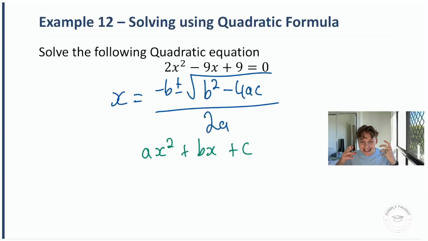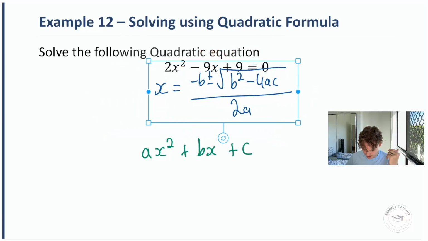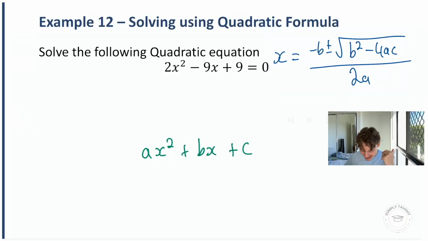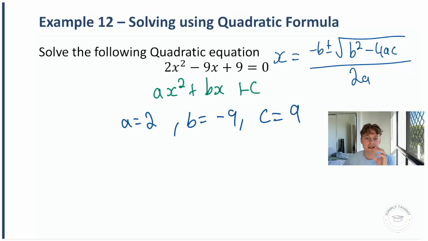In order to do that, I substitute my values from my quadratic into my formula. I'm going to pull this across to the side a touch. My a, b, and c values from my quadratic: a is equal to 2, b is equal to -9, and c is equal to 9. Now I'm just going to substitute each of these numbers into my formula. My a value goes into here and here, my b value goes into here and here, and my c value goes here.